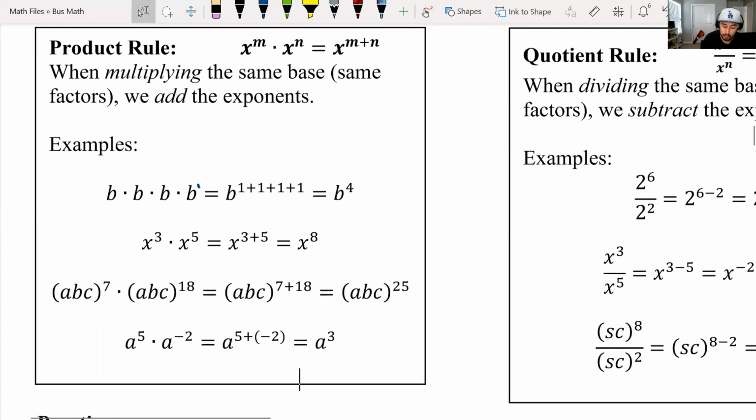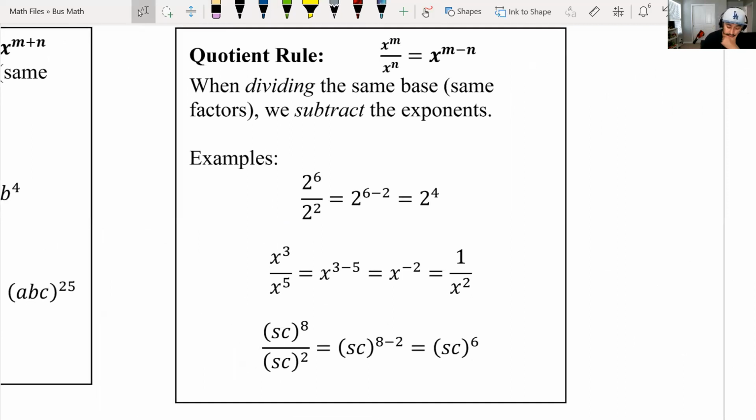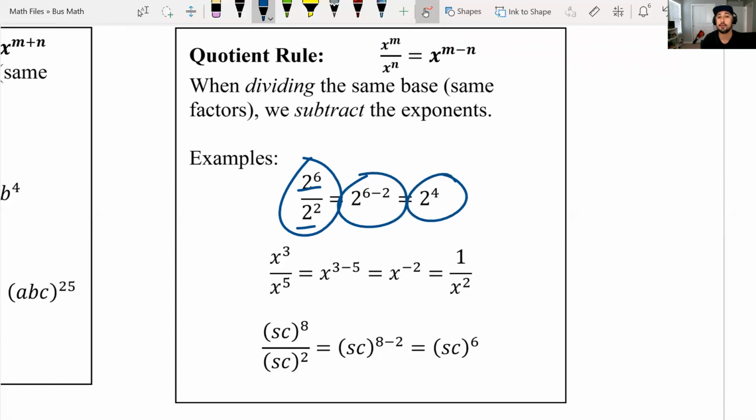Okay. Next is quotient rule. Quotient rule says, all right, same base. If you have the same base over one another, you will subtract your exponents. So x to the m over x to the n is the same thing as x to the m minus n. And let's look at it down below. 2 to the 6 over 2 squared, same base, subtract your exponents. You get 2 to the 6 minus 2, which gives me 2 to the 4th. You subtract them.